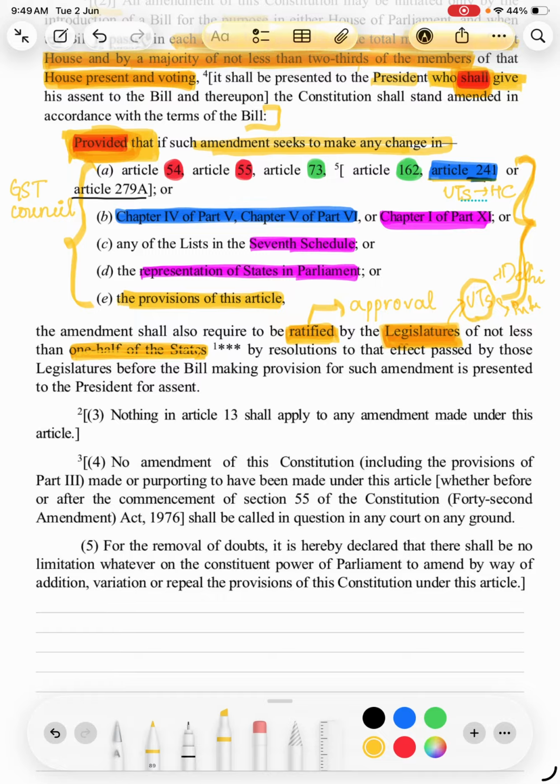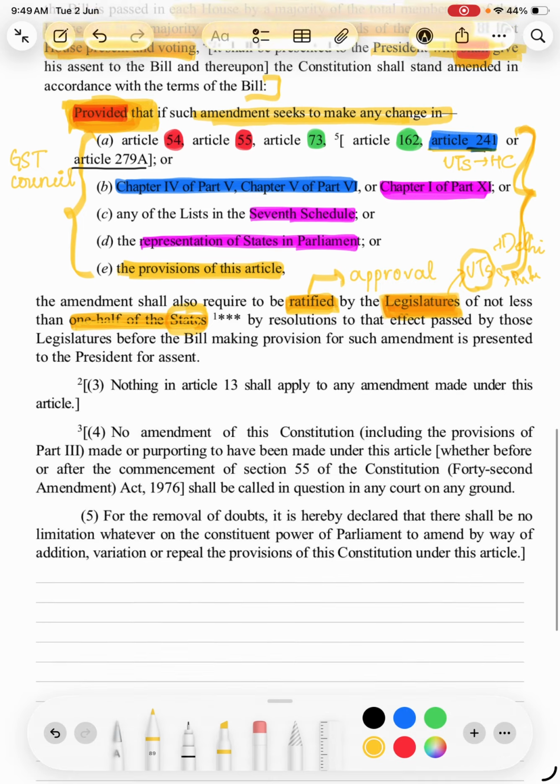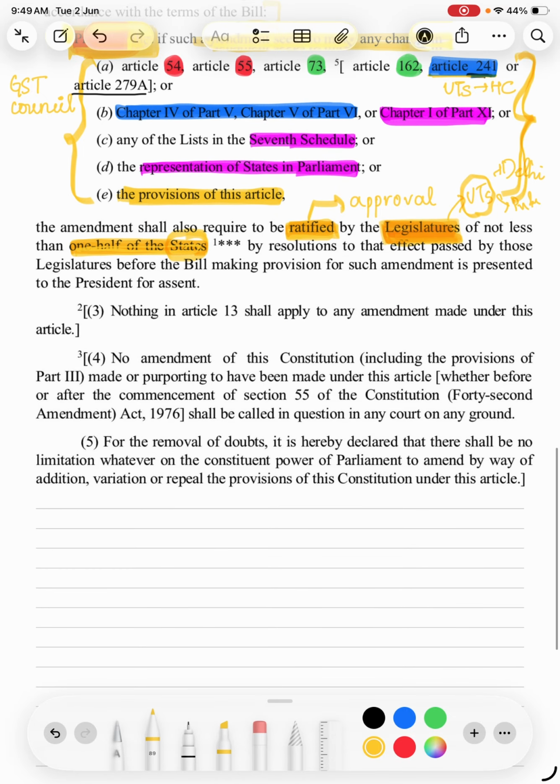No, right? Because it mentions clearly what? States. It clearly mentions state legislatures only. It does not mention UTs. If it had mentioned the legislatures of states and UTs, then it would have gone to the UTs also. But in the constitution it's not mentioned, so it will go only to the state legislatures.